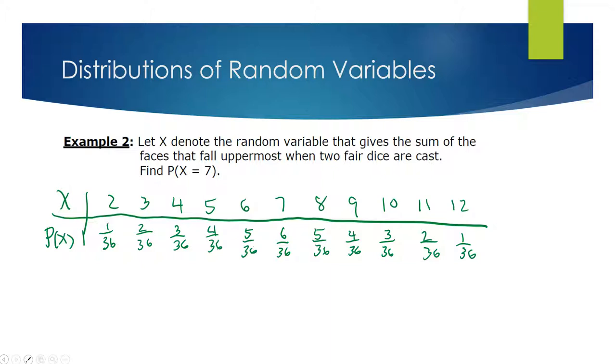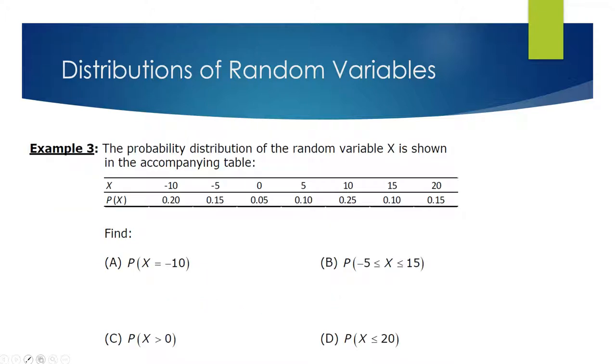Much like it was before, I can see from this table the way it was set up, it is a 6 out of 36 chance or a 1/6 chance. So for example 3 here, we're looking for the probability distribution of the random variable x, which is shown in the accompanying table. So now we have a table here where x is representing things. Now I have these values, -10, -5, so forth and so on. I don't know what these actually mean.